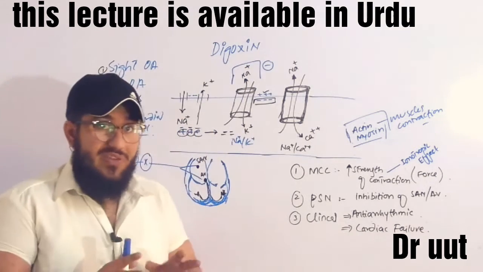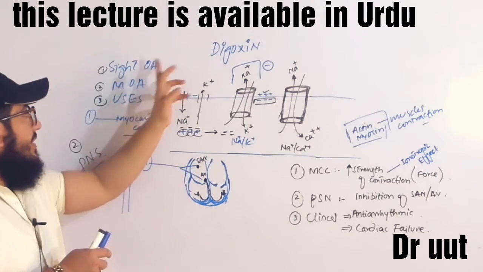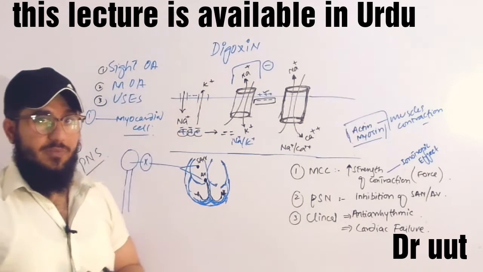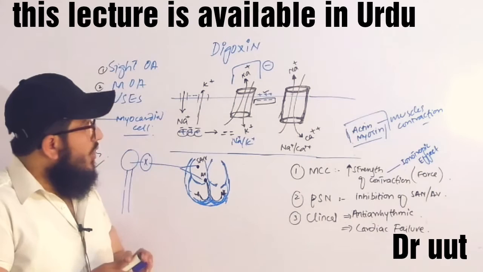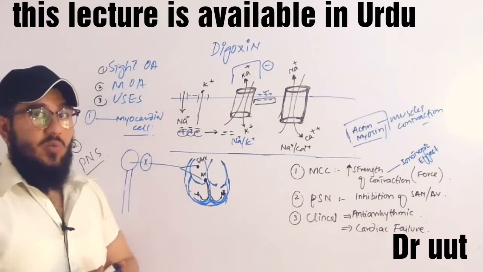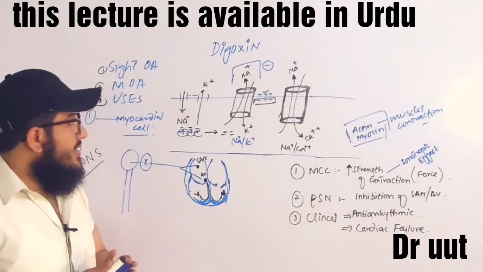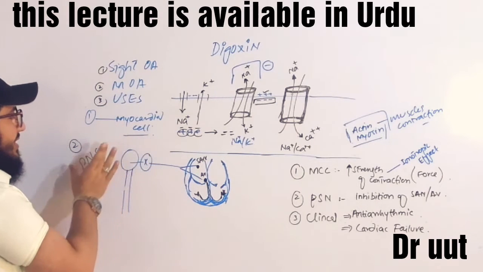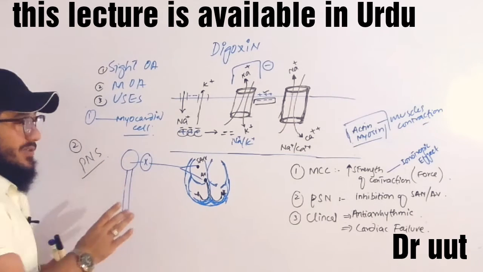Coming to the point, what will we study in this video? Site of action of digoxin, the mechanism of action of digoxin, and the uses of digoxin. Coming to the first point, digoxin site of action. What is the site of action? Its sites of action are two. The very first one is on the myocardial cell and the very second one is on the parasympathetic nervous system.